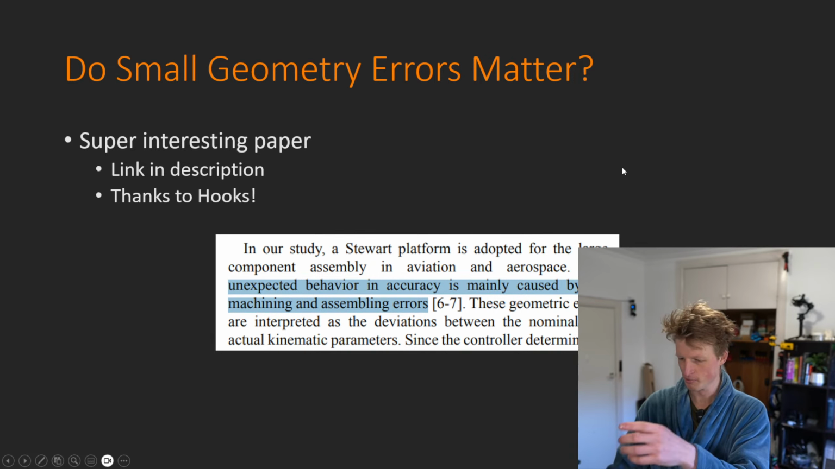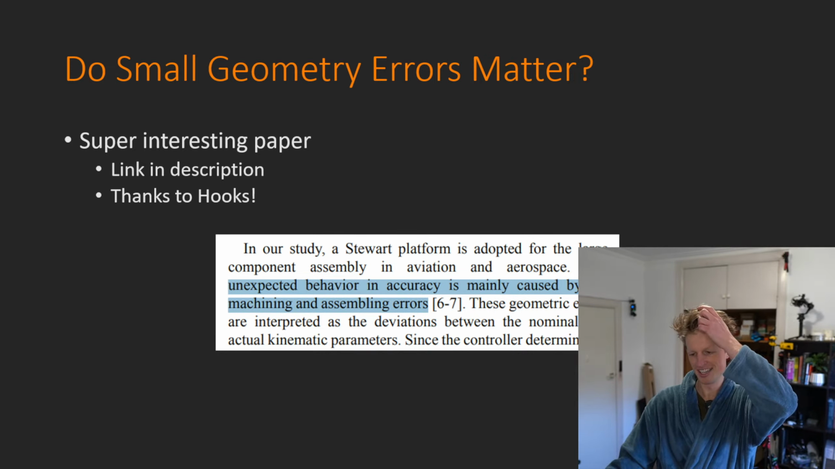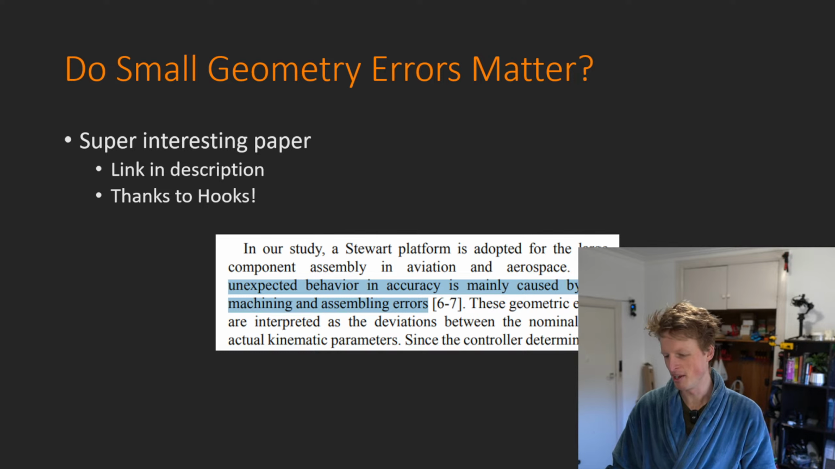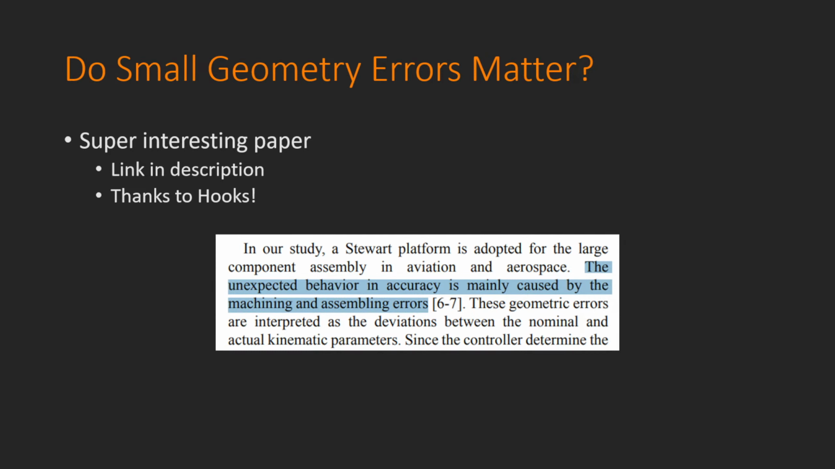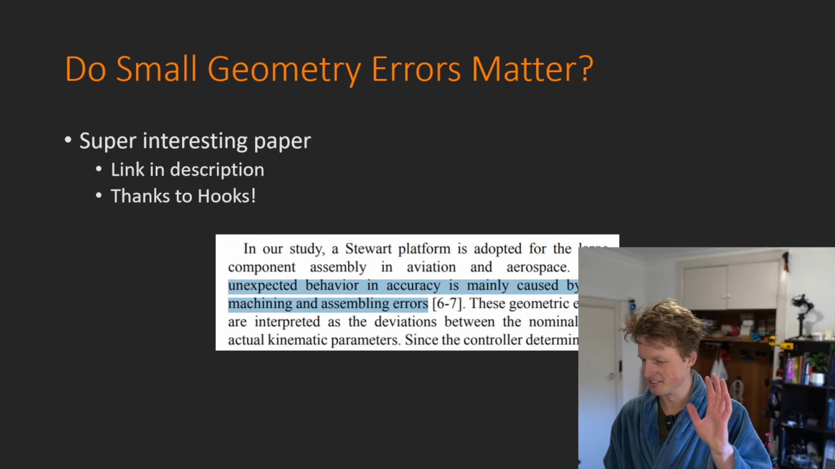One snapshot that I want to show you right now is that the unexpected behavior in accuracy is mainly caused by machining and assembly errors, which is exactly the cause of the errors that I am experiencing right now, or I'm under the impression that I'm experiencing. So it's cool to see that this is not just a me problem.